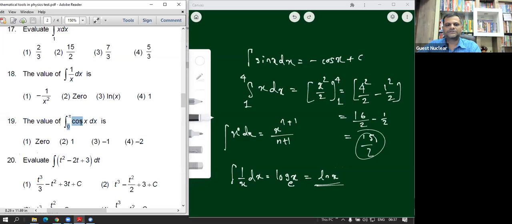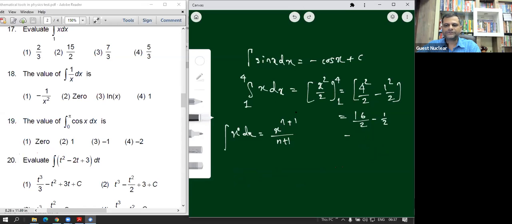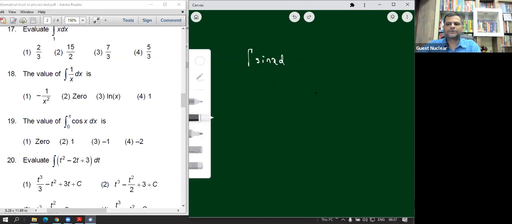Next one here, the integration of cos of x dx from 0 to pi. How will you solve this? See here, the integration of cos x dx from 0 to pi. First of all, you have to find out the integration of this cos x. What is it? We have already learned the formula that integration of cos x is going to be simply sin x.